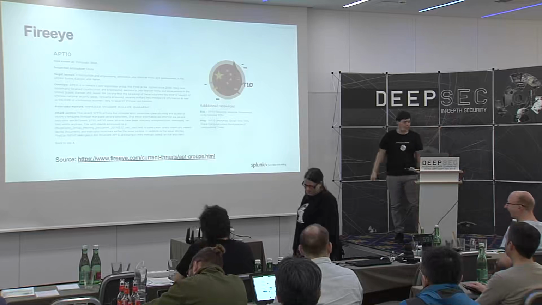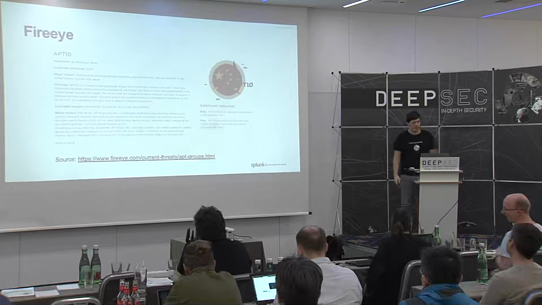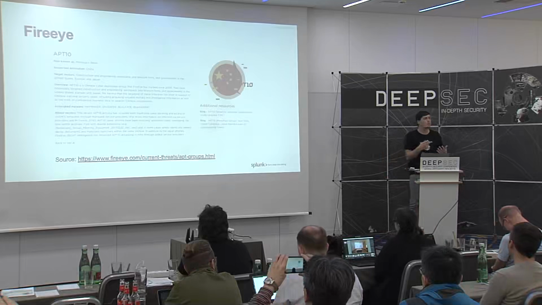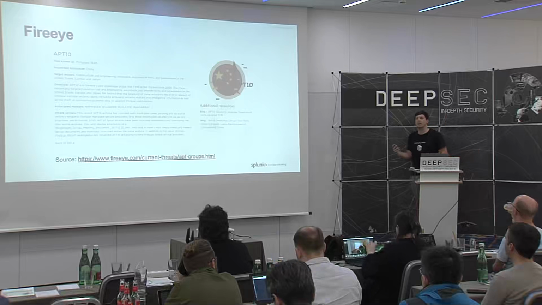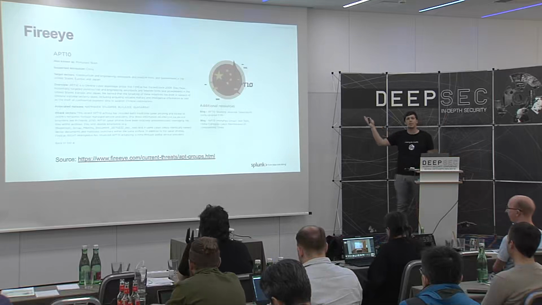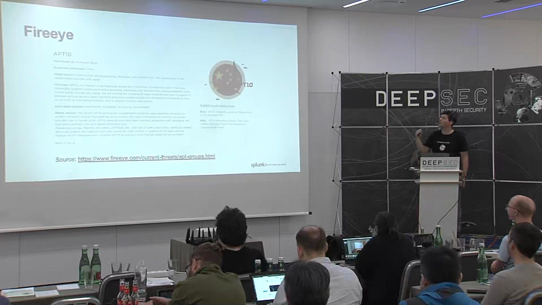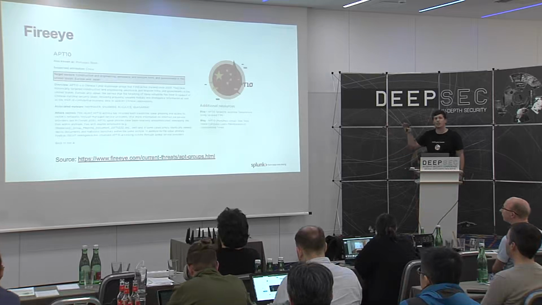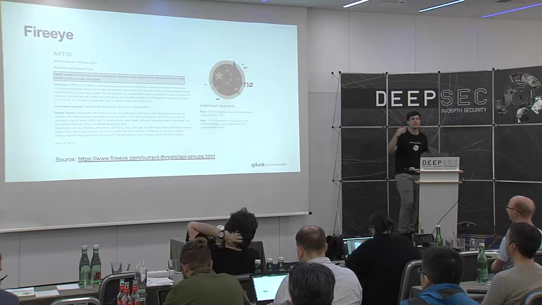Here we can see APT10. APT10 is also called menuPass. One challenge for us as consumers of that data is that these different CTI providers like to use different names, like FireEye or Mandiant like to use the term APT. We'll see later CrowdStrike, they prefer to use animal names for their advanced persistent threat groups. Here we can see that they are operating out of China, and here we can get our information about which sectors they are targeting.